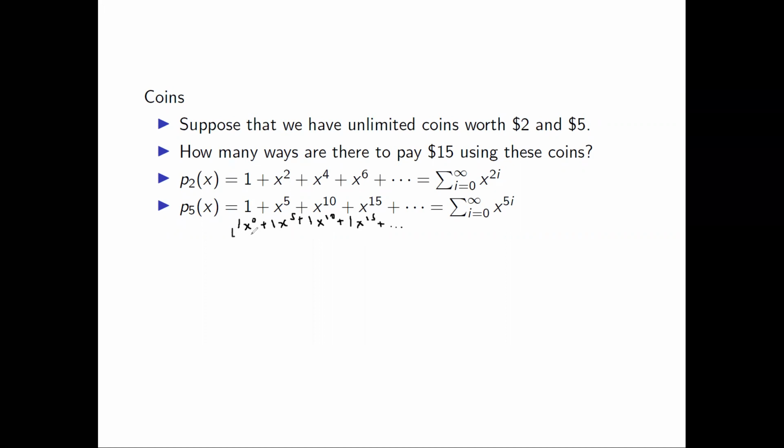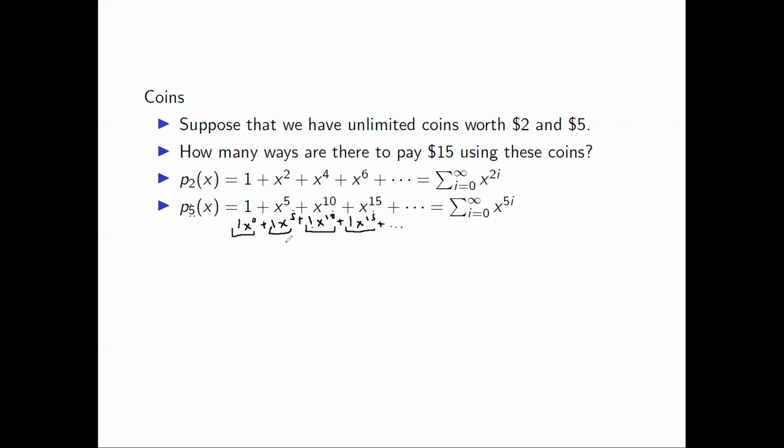The first term, 1 times x to the 0th: there's one way that we can make $0 using the $5 coins. We just use no coins. The term 1 times x to the 5th: there's one way to make $5 using the $5 coins. We just use a single coin. 1 times x to the 10th, there's one way to make $10 using the $5 coins. We use two coins. Here, there's one way to make $15 using the $5 coins. We use three coins, and so on.